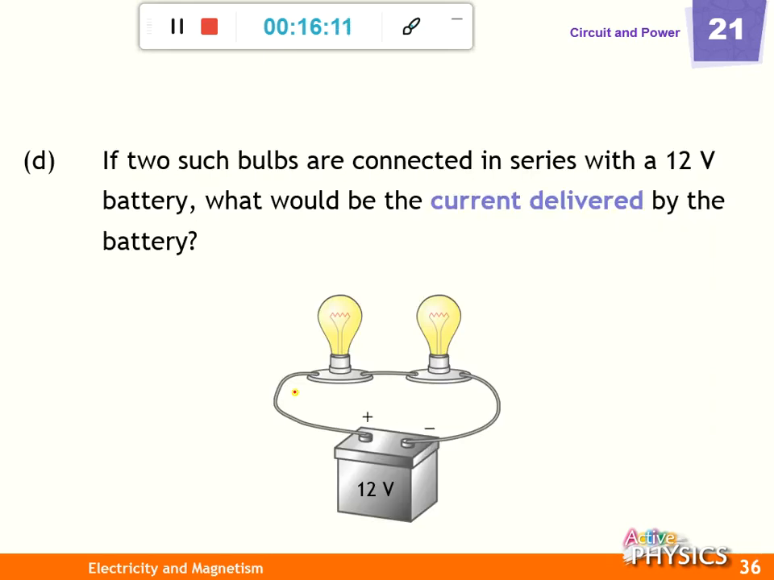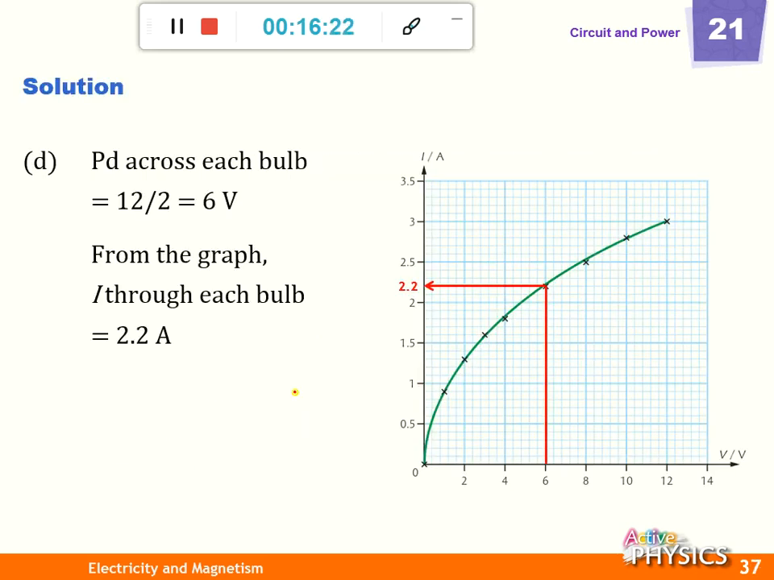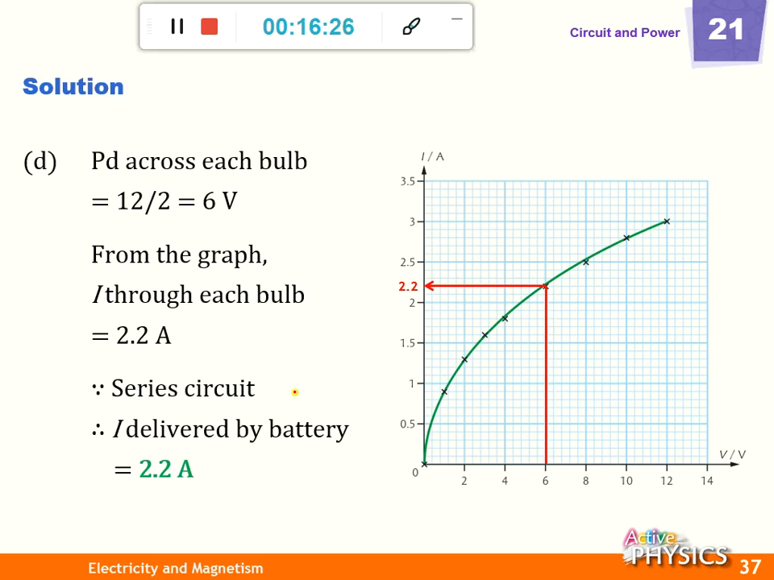And go back to here. This one is the series circuit. The current passing through light bulb A will be 2.2. How about passing through light bulb B? Also 2.2. So the current delivered by the battery will be 2.2A.